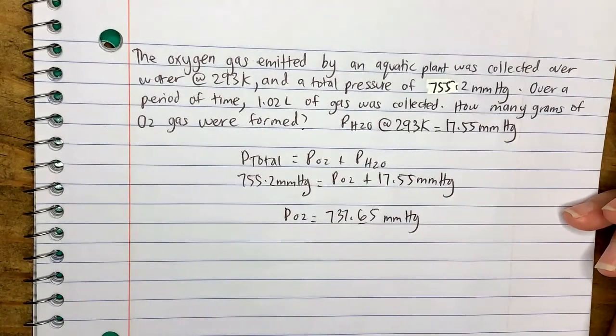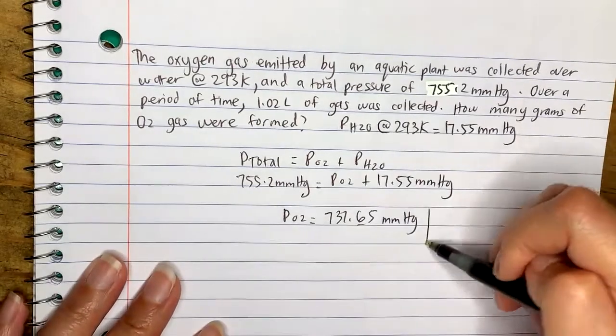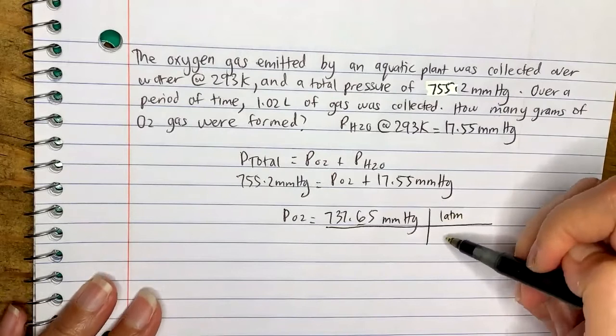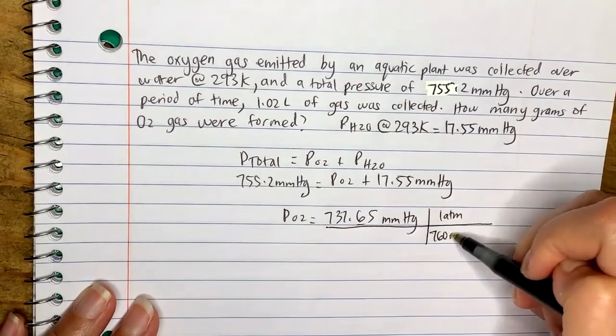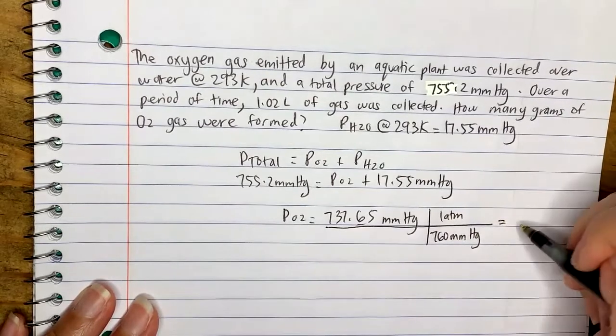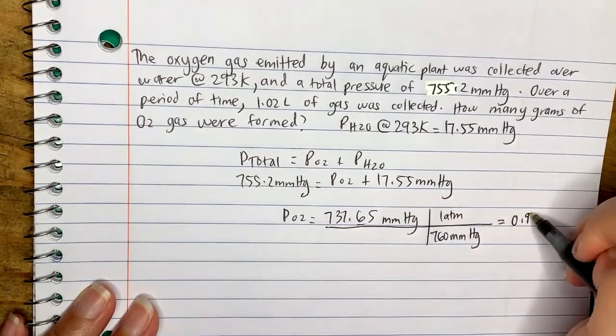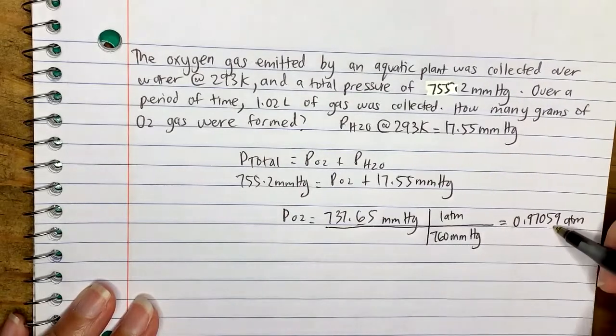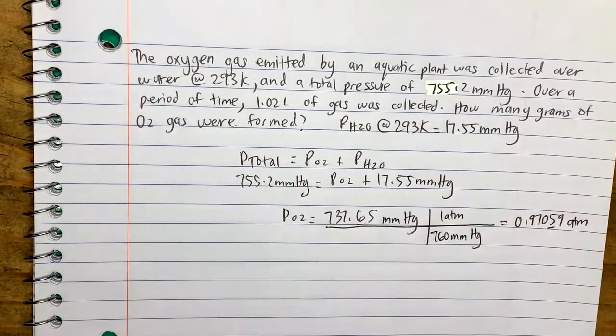Once you get 737.65, we go ahead and convert it to atm. 1 atm is how many millimeters mercury? 760. Therefore P of oxygen is now 0.97059 atm. Okay, so we get that atm.